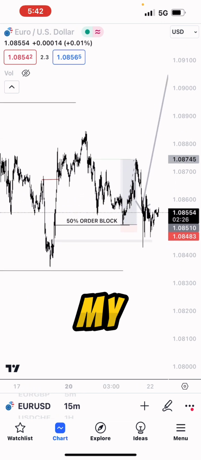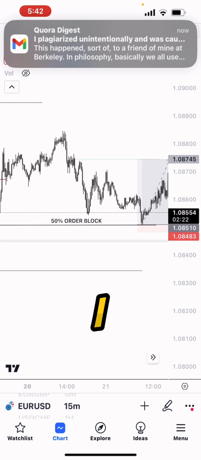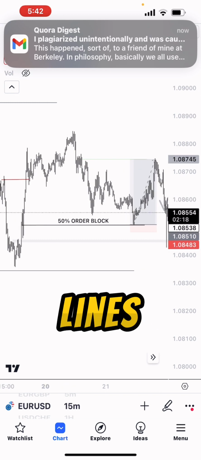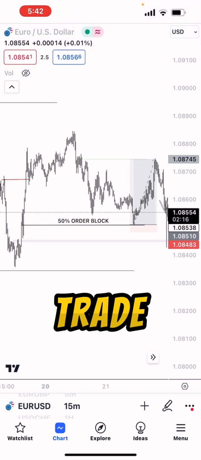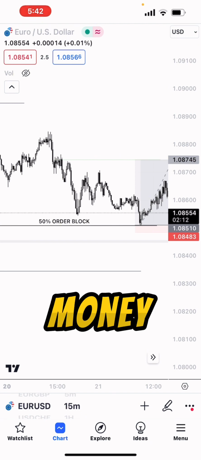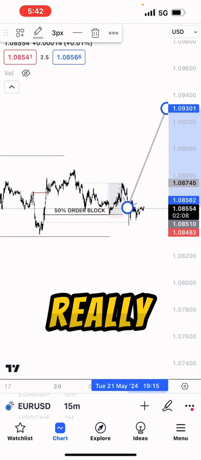That's where I saw my demand zone, my order block, and then I targeted liquidity. Your liquidity is going to be things like trend lines, support and resistance, because retail traders trade those, and that's where the banks, institutions and hedge funds like to target and take people's money. And so that's pretty much it for today, guys. It really is that simple.